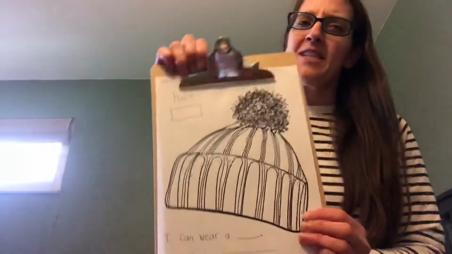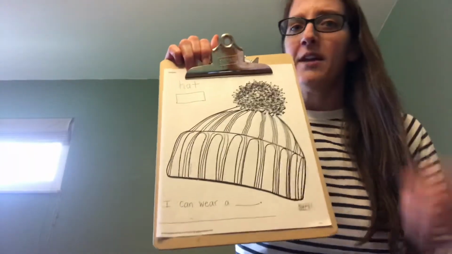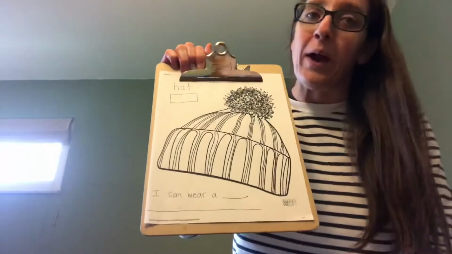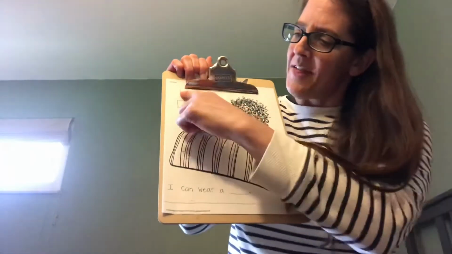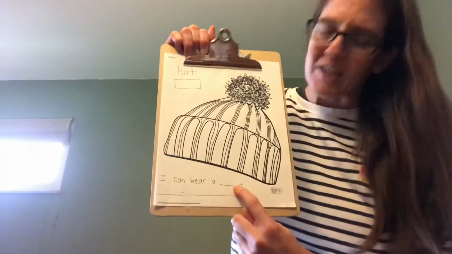Finally, I have a coloring sheet. This is something that you could print at home, or you could draw this as well. You could draw a hat, a scarf, some boots, something that you wear in the wintertime. And then we're going to practice writing the word from a model and finishing a sentence.